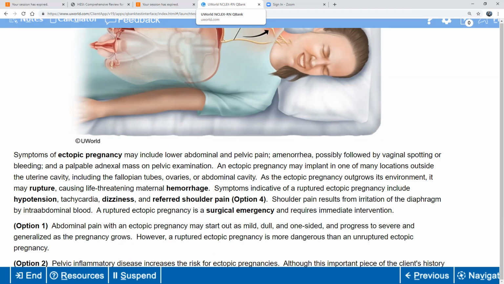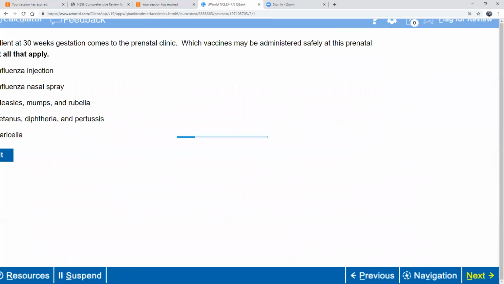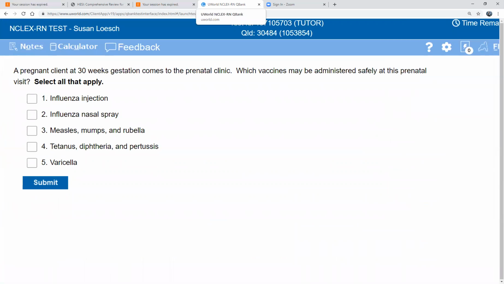Okay. All right. So this is going to give you very valuable information about pregnancy. I really like to use this program with you guys. I just feel like it gives you so much information. Pregnant client at 30-week gestation comes to the prenatal clinic. Which vaccine may be administered safely at this visit? I know influenza can. For the DTaP, yeah, the 4. Not the varicella. No.